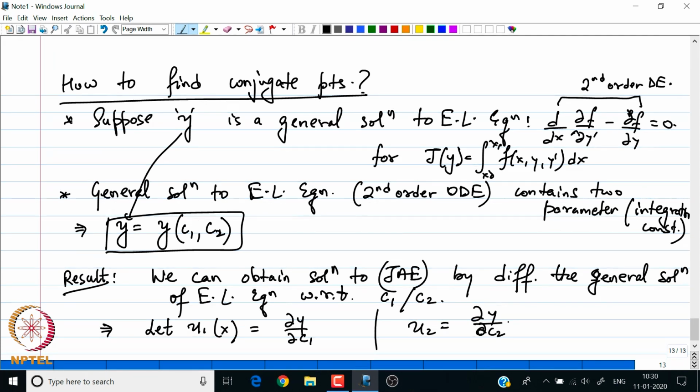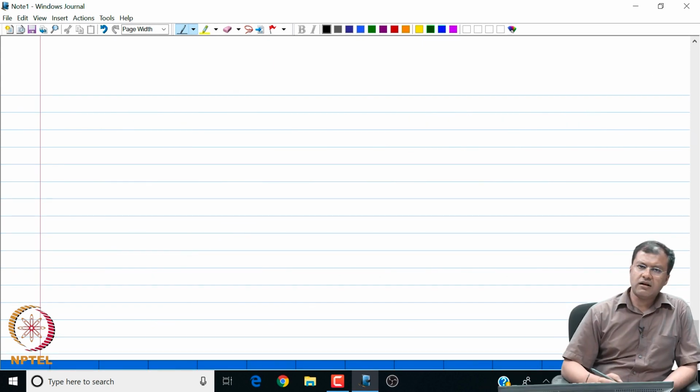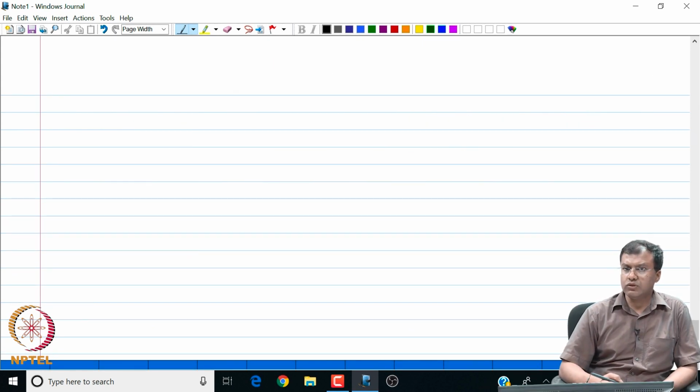Which means that my general solution to the Jacobi accessory equation is u, which is alpha times u1 plus beta times u2. Now, suppose for these solutions to the Jacobi accessory equation there are conjugate points. So, we are trying to find the condition for determining the conjugate points.